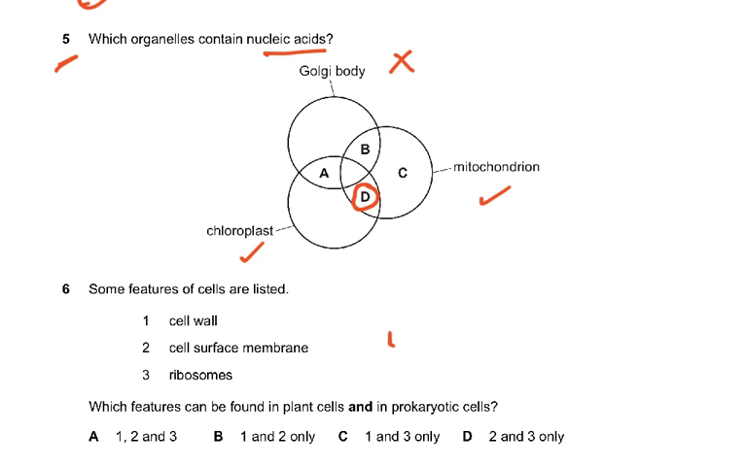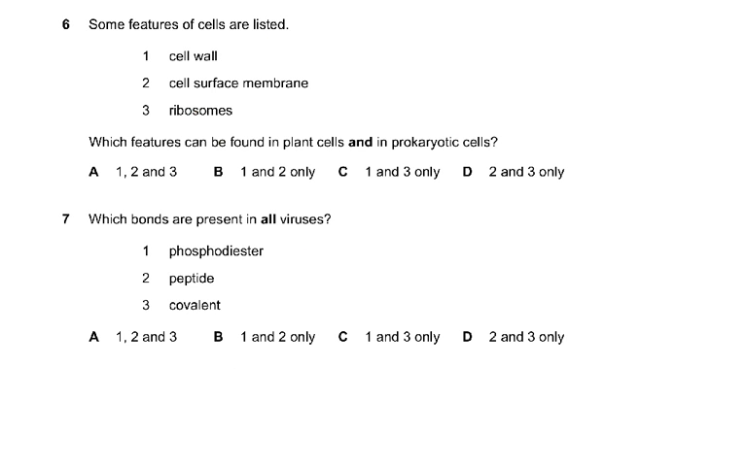Then coming to question number 6. Some features of cells are listed: cell wall, cell membrane, ribosomes. Which features can be found in plant cells and in prokaryotic cells? Well, yes, both of them would have a cell wall, a cell membrane, and ribosomes. So that is why the answer is A.